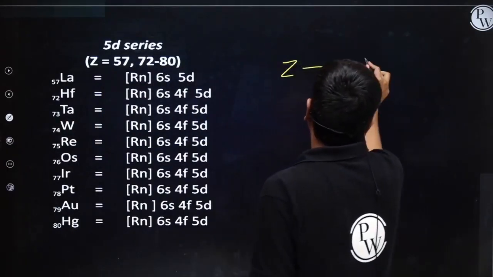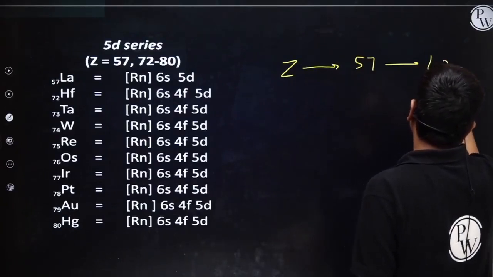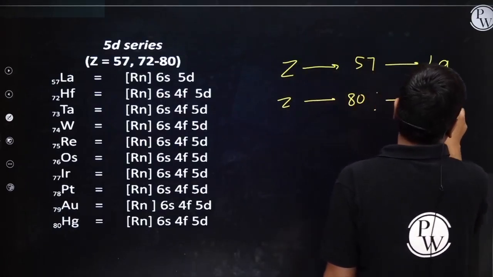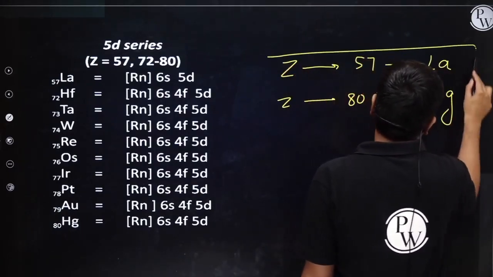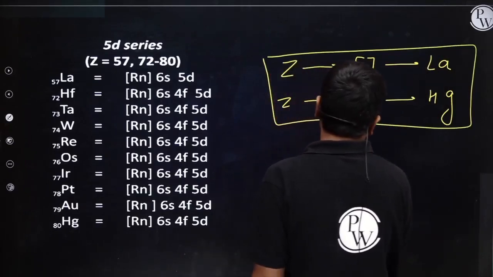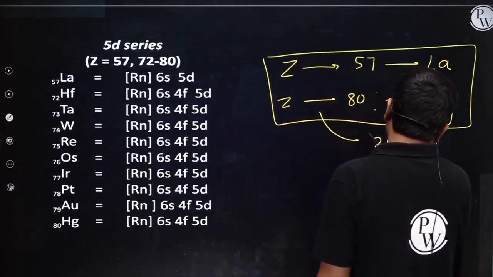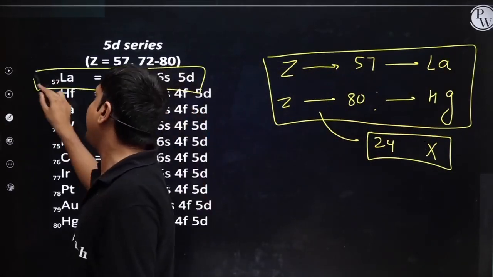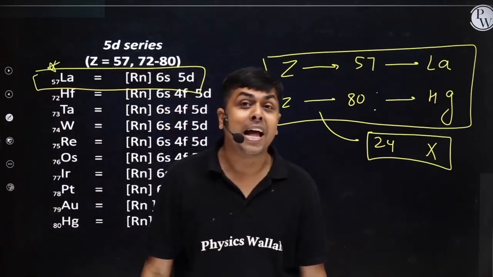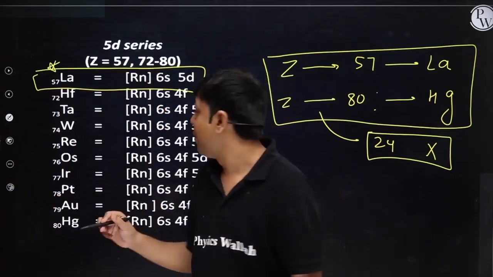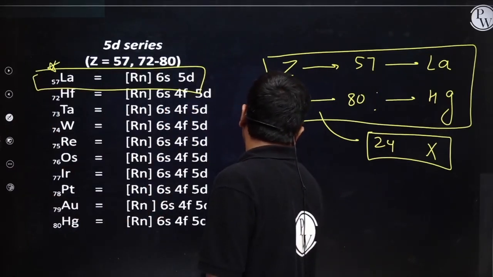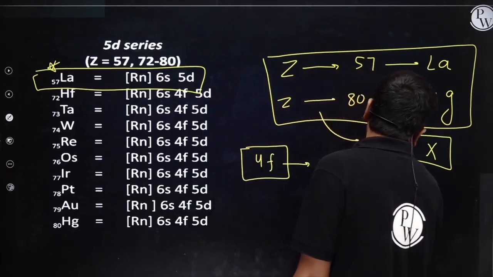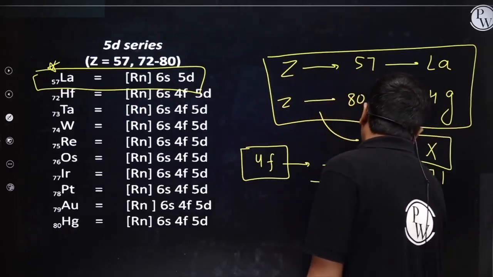It starts with atomic number 57, which is lanthanum, and ends at atomic number 80, which is mercury. Now, you may ask, sir, are there 24 elements here? I will say no. Just after lanthanum, La, we will have our lanthanide series, the 4F series, which will start with atomic number 58 and end at 71.